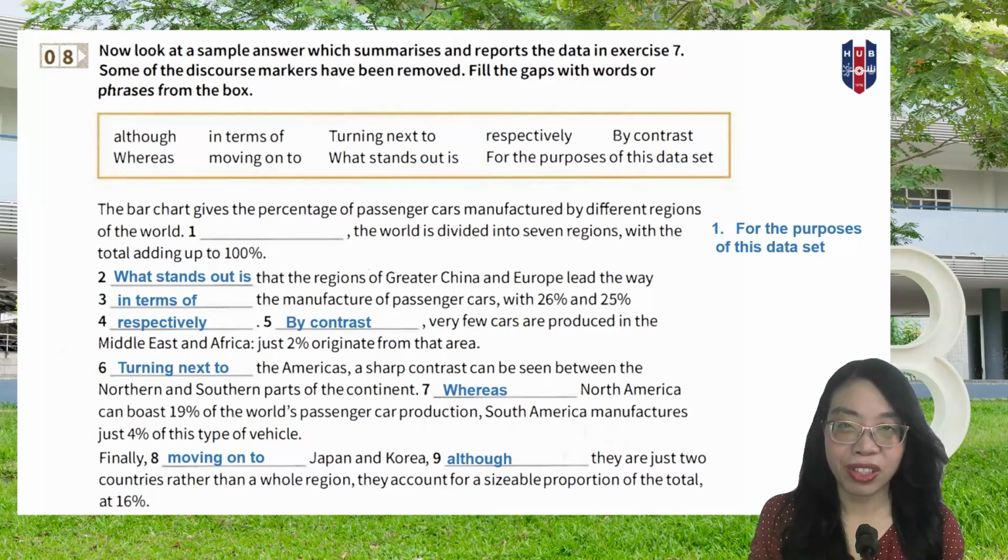How about your answers? Do you agree with me? If yes, then I think that we're good on this. Thank you.